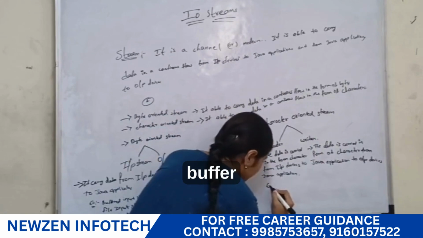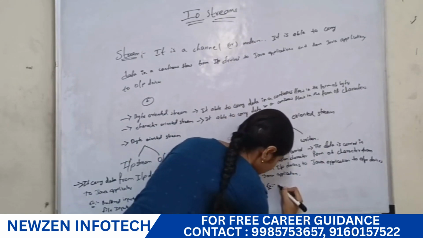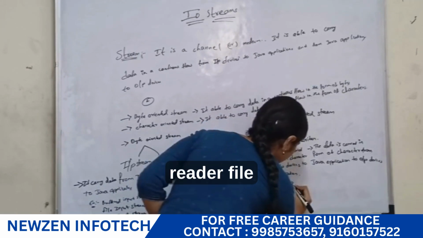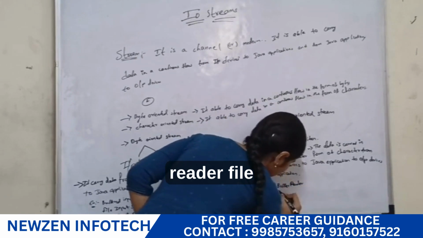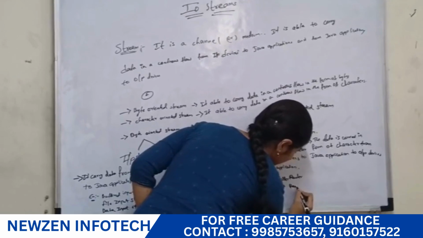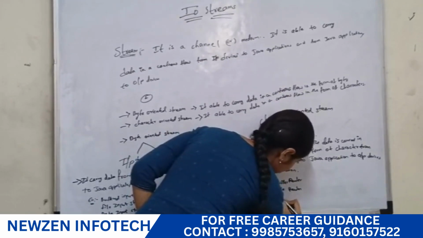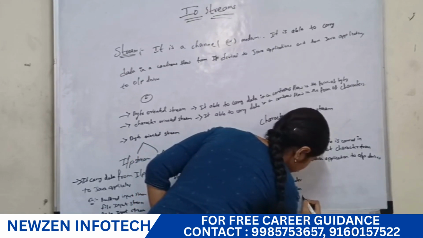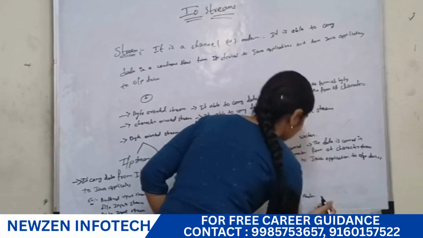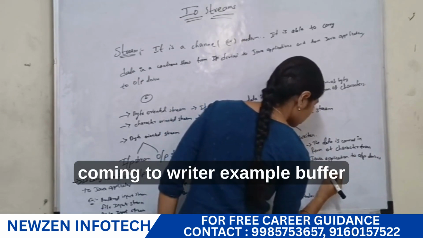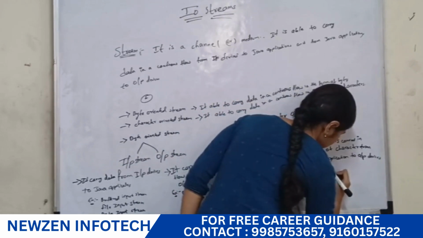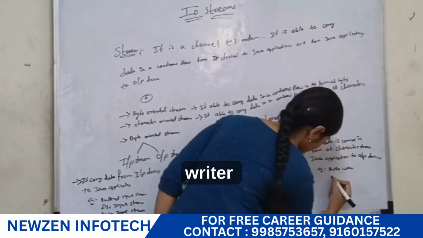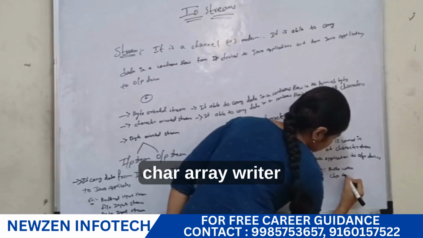Here, coming to reader, examples: buffer reader, file reader, char array reader. And coming to writer, examples: buffer writer, char array writer.